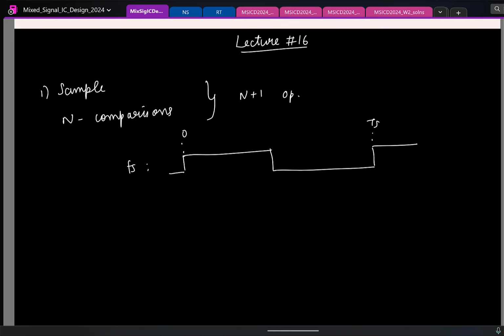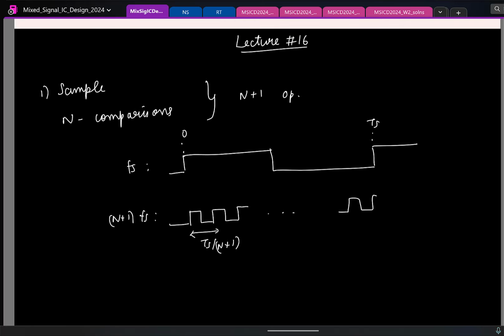So what would be a natural time you can allocate for each of these operations? Let's say you divide it equally, so Ts by n plus 1. So in the olden times, the way this was accomplished was like this. To the ADC, you fed in a high frequency clock like this, whose time period was Ts by n plus 1. So this is a clock at n plus 1 times Fs.